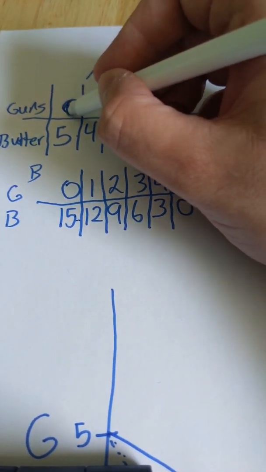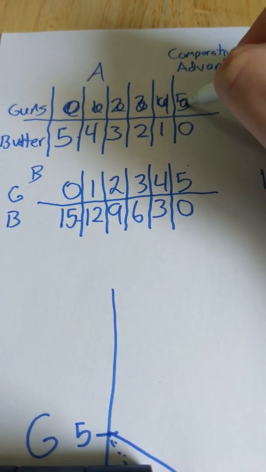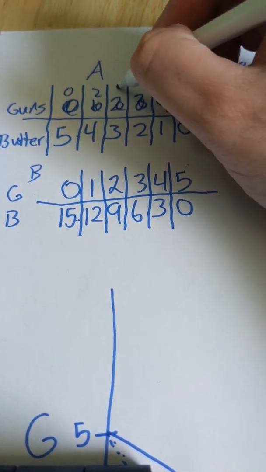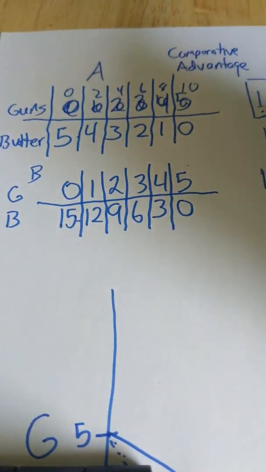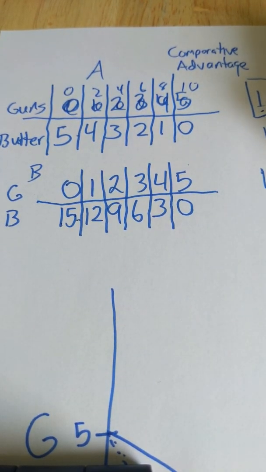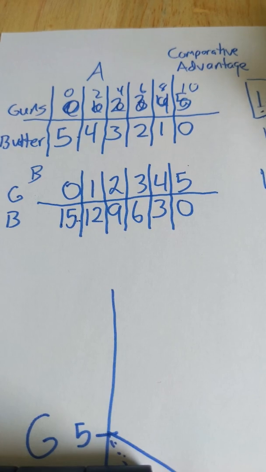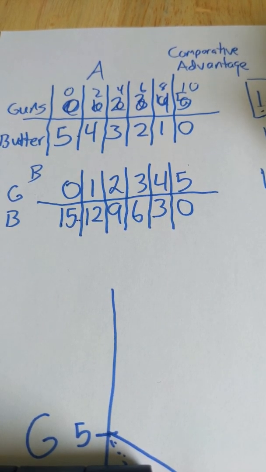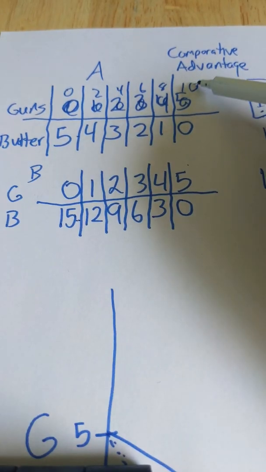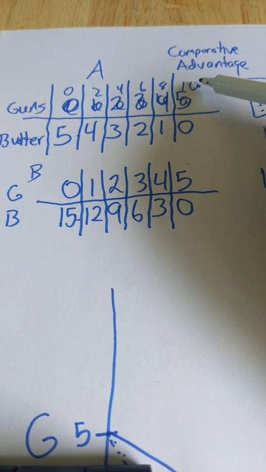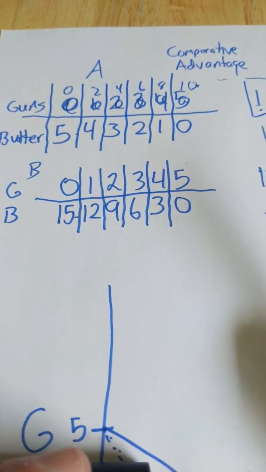If this was 0, 2, 4, 6, 8, 10, that would change a lot of things. 1 gun is 1/2 butter, or 1/2 gun is 1 butter, 2 guns equals 1 butter. They could still trade, but if this were the case, then these guys would have the absolute advantage in guns, because they just make more given the same resources. And that's kind of what you need to know.